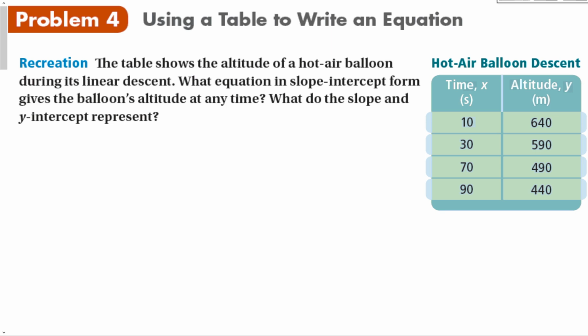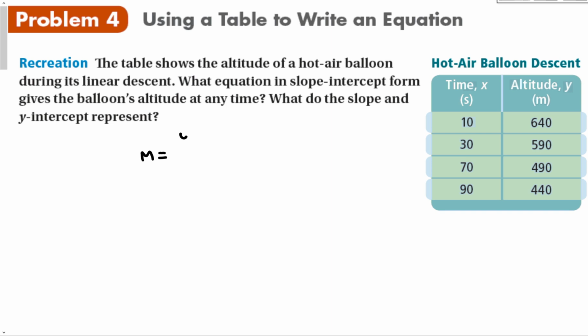So we can also use a table to write an equation. The table shows the altitude of a hot air balloon during its linear descent. What equation in slope-intercept form gives the balloon altitude at any time? What do the slope and the y-intercept represent? Well, since I don't know the y-intercept, I'm going to need to use point slope form. Because I don't have a picture, let's use the formula.